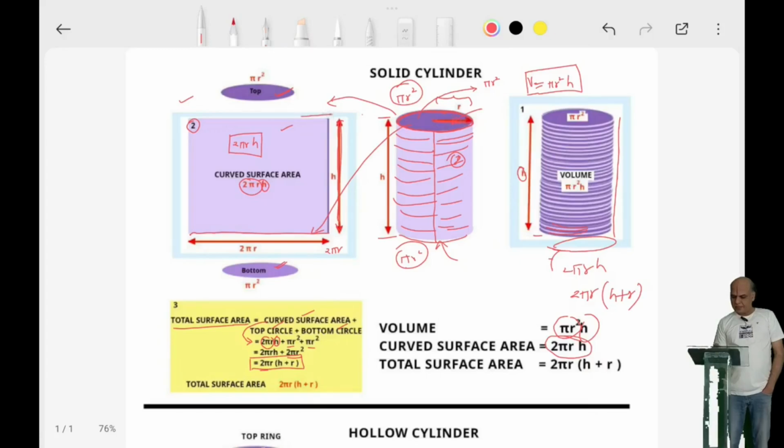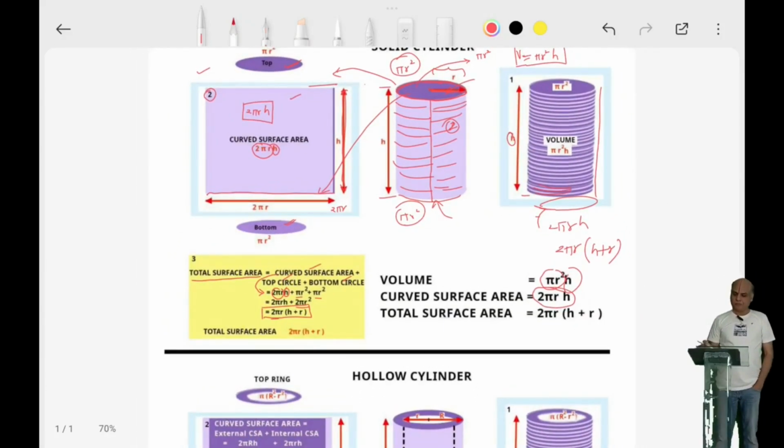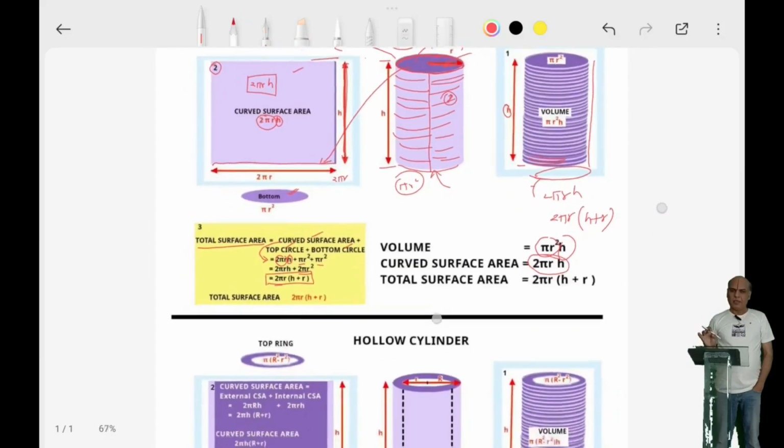Okay, so the three formulae that you need to remember, figuratively you should remember, don't merely mug up. If you understand the logic behind it and peg it in your mind figuratively, you can recall. So volume would be pi r square h, curved surface area would be 2 pi r h, total surface area would be 2 pi r into r plus h. Clear?